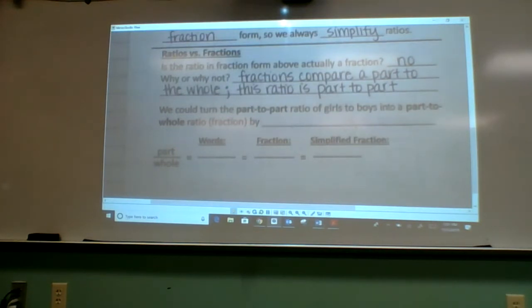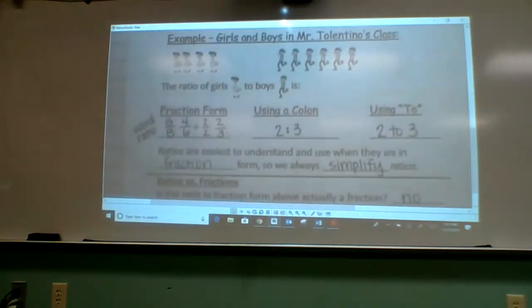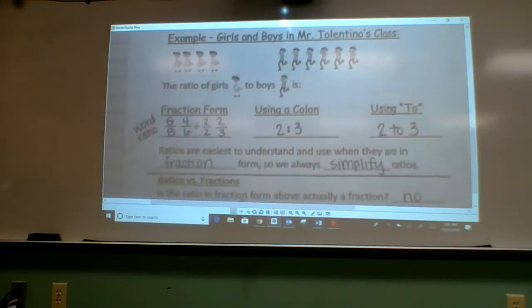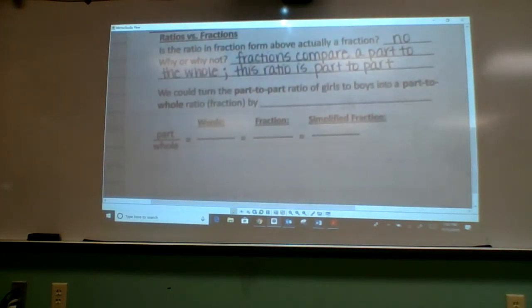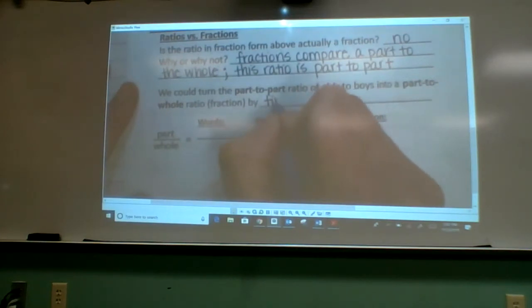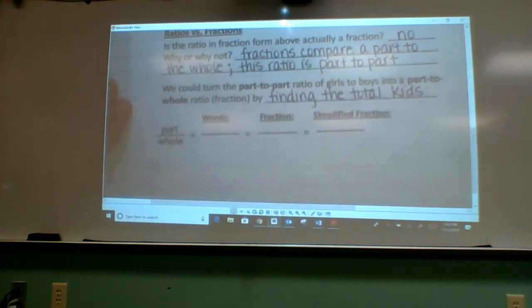We could turn this into a part to whole ratio or fraction by finding the total girls and boys. So how many girls do we have? We have 4. We have 6 boys. So how many total students are in that class? Well, 6 plus 4 is 10. So we could turn it into a part to whole ratio or fraction by finding the total kids. And we can write it like this.